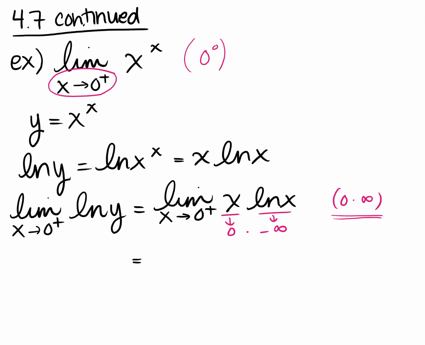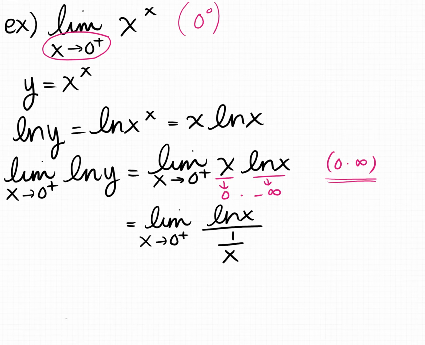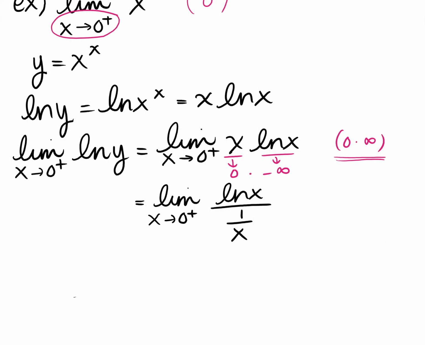That's my goal. So when I have something like this where it's a product, what I'm going to do is rewrite one of these. I'm going to put one of them on the bottom. And in this case, I'm going to put x on the bottom, because it's going to be a little bit easier than if I put the natural log of x on the bottom. Again, my goal is to use L'Hopital's. So I'd rather take the derivative of 1 over x than the derivative of 1 over the natural log of x, which would be a whole chain rule fiasco.